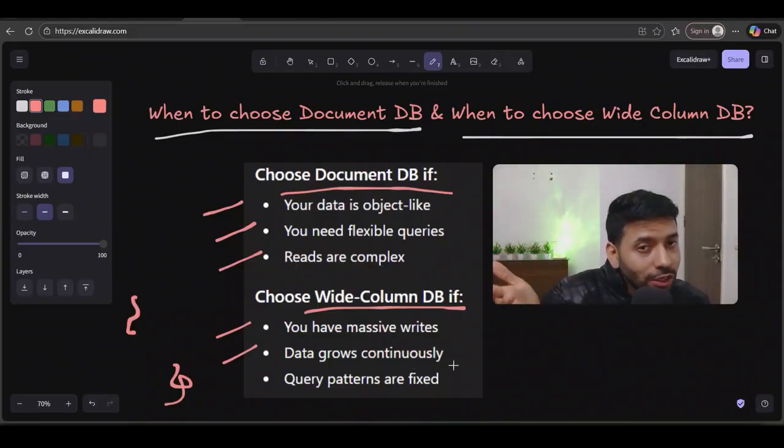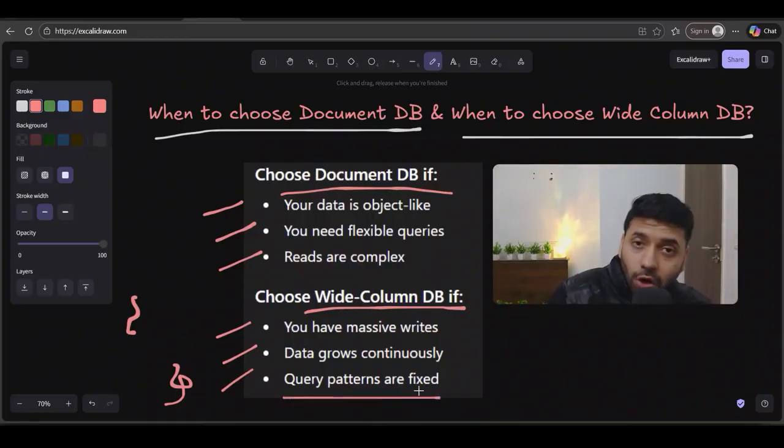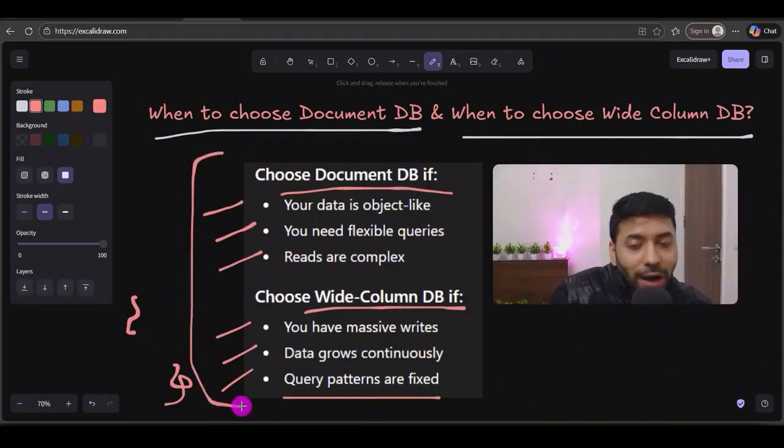If your data grows continuously, then it's better to use the wide column database, because it has support for thousands to millions of columns, and columns are dynamic. As your data grows, you can keep on growing your columns, right? So that is supported in wide column database. And again, use it if your query patterns are fixed, because the read query support is weak in wide column database. Okay, so based on your pattern or requirements, you can choose between document DB or wide column DB, right? So I hope that clears the doubt.